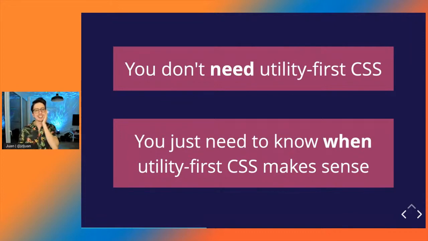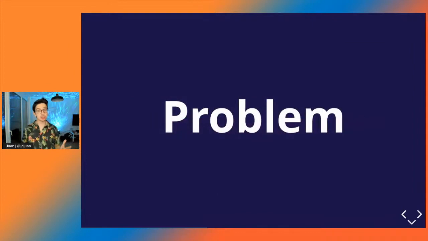I came to realize that every presentation solves a problem, and when you state that from the beginning, it makes it clearer for people to know what we're talking about. So I'm going to start with the problem here. What is the problem that utility-first CSS is solving? Why do you need it, if you ever do?